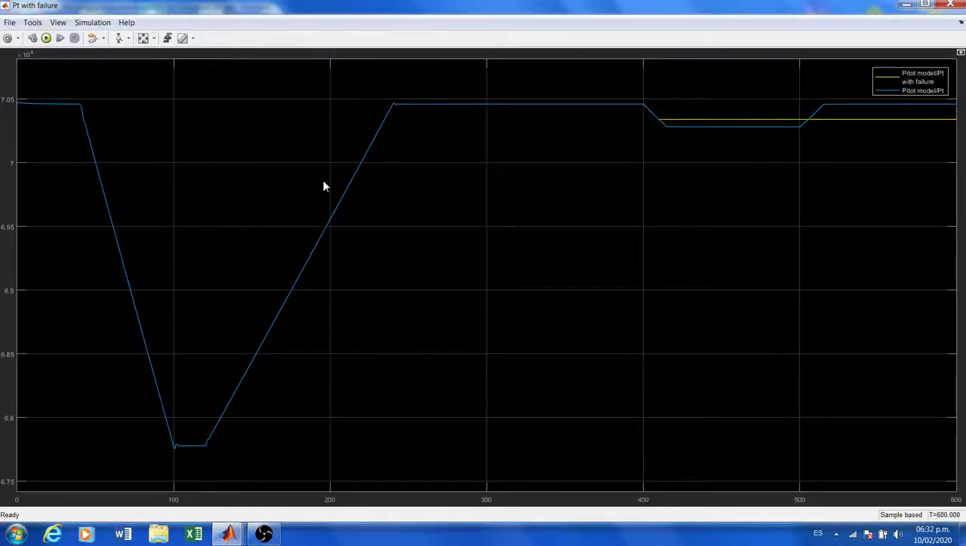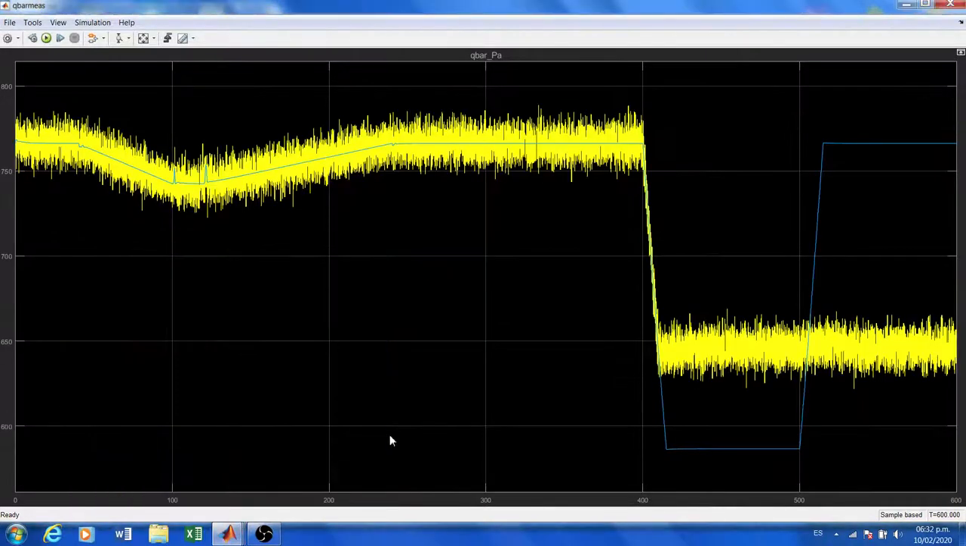This graph shows the pitot tube total pressure with the failure, that is the yellow line, and the estimation. As you can see in this plot, the total pressure in blue, the estimation, always follows the true value. It's not affected by the failure in the pitot here during the descent.